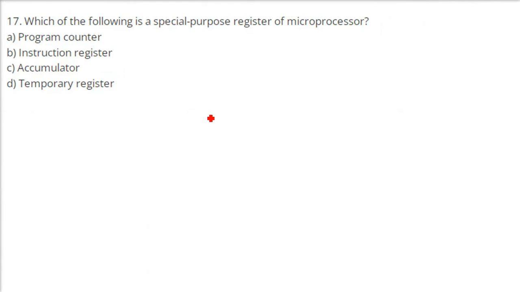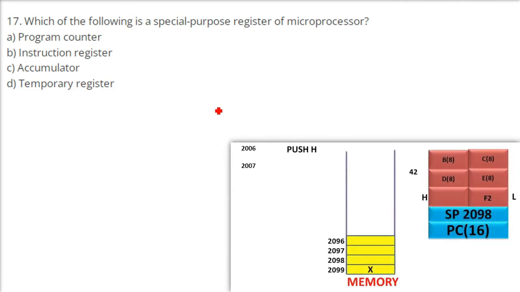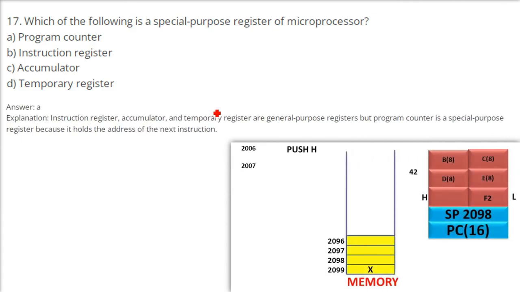Which of the following is a special purpose register of microprocessor? In any microprocessor, the instruction register, the accumulator and temporary register are general purpose registers. Because whatever is happening will happen in the accumulator and is also saved in the accumulator by default. This is the accumulator. Now the answer here is the instruction register, because the program counter is what?